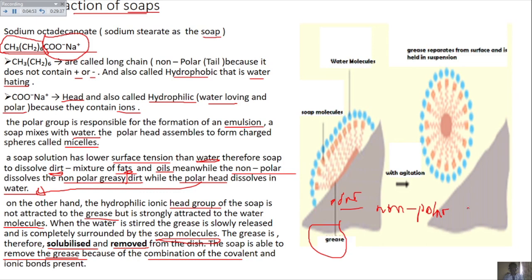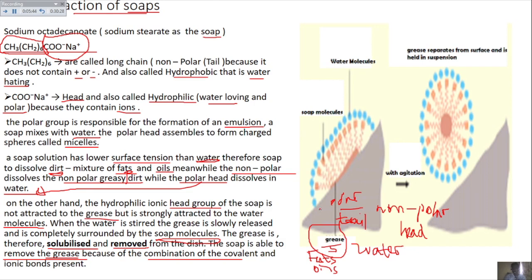This is the tail. And this is the head. Now what we're saying here is, we're putting it inside the water. And now you need to understand that the grease is fatty acid. The grease is coming from fat and oil.